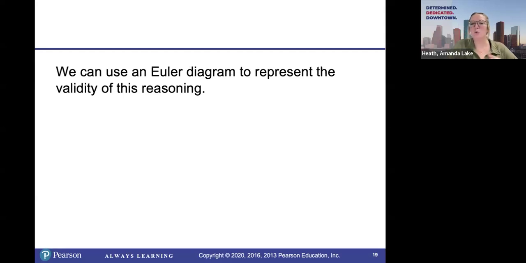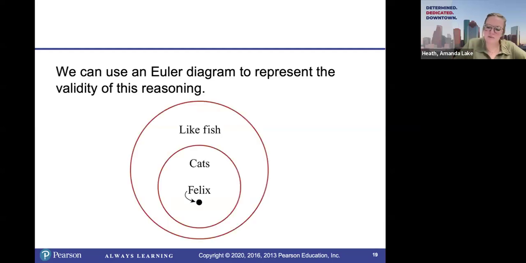So we can use what's called an Euler diagram, which is kind of similar to a Venn diagram, but with logical statements. We can represent the validity of this reasoning. What an Euler diagram would look like here is that we would take this outer circle to represent all of the things that would fit into the statement, they like fish. So something likes fish.